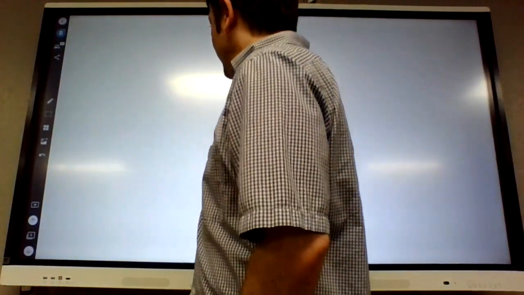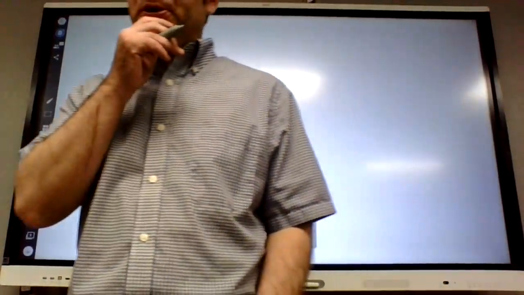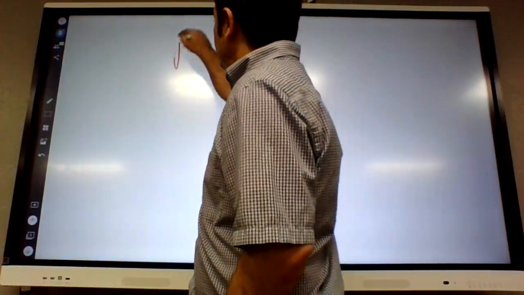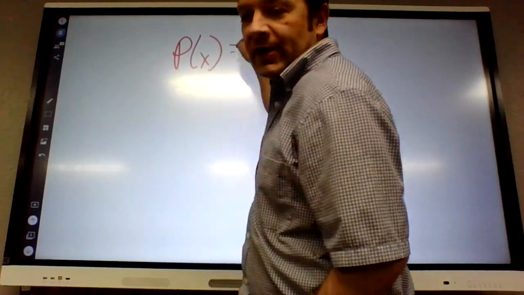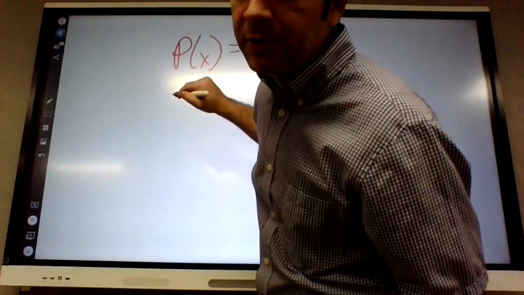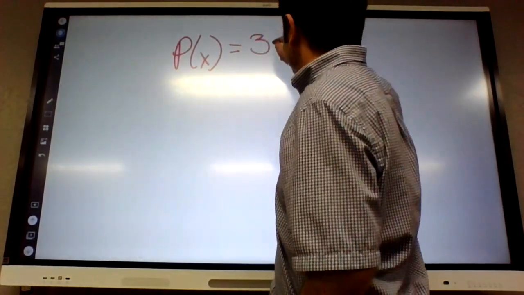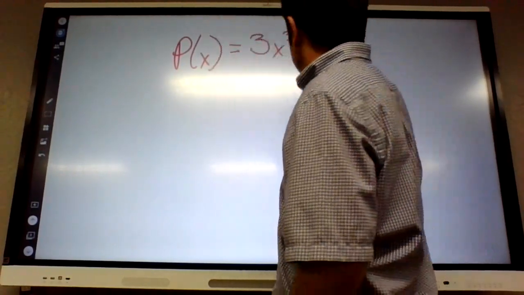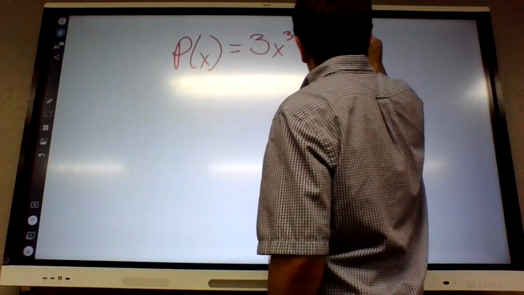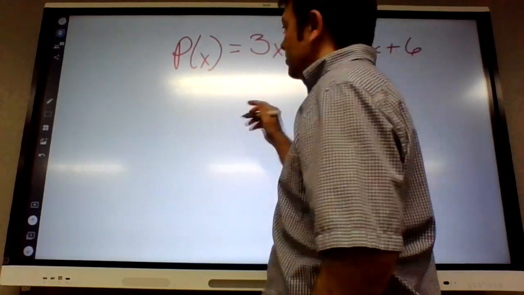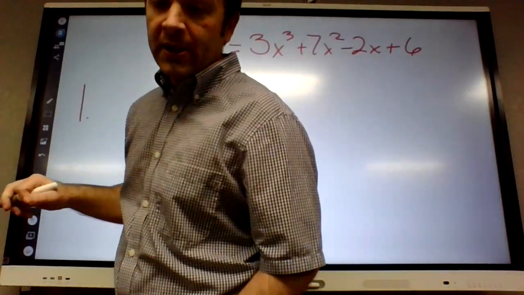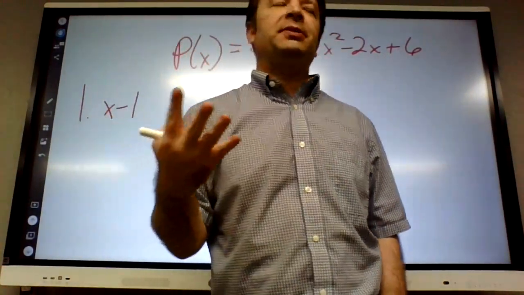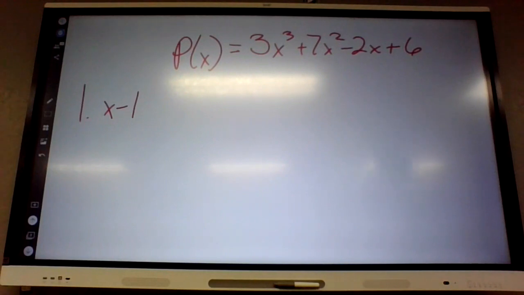So we're doing synthetic division here on number 1. Do you guys recall? We're dividing p of x, which is 3x cubed, 3, 7, negative 2, 6. I forgot already. 3, 7, negative 2, 6. We're dividing by x minus 1. And the question is just what's the remainder? That's all they're asking. So basically we have to do division.